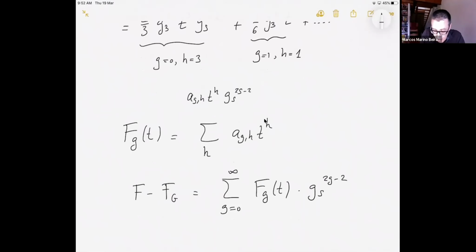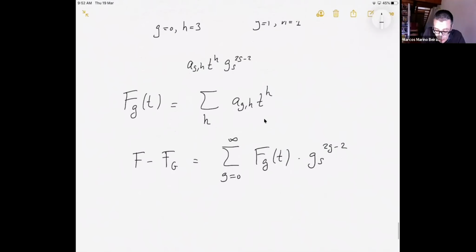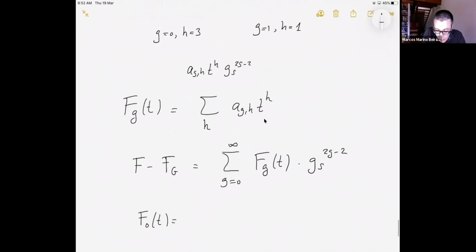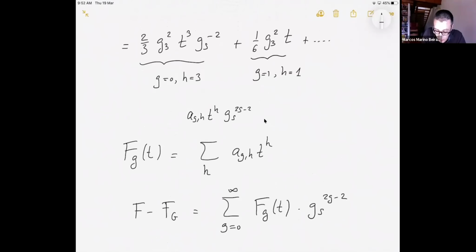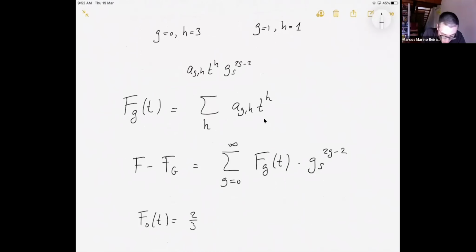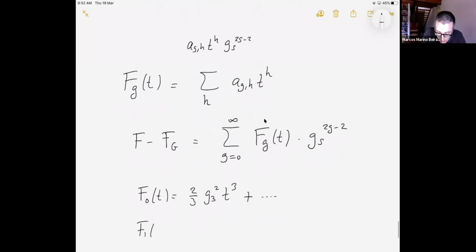So you see here, for example, for the cubic matrix model, we could write the first terms of this F_0. So F_0(t) comes from this term here, and will be 2/3 of g_3 squared t to the cube. And then there will be higher powers of t. And then F_1(t) would be 1/6 g_3 squared t plus higher powers.